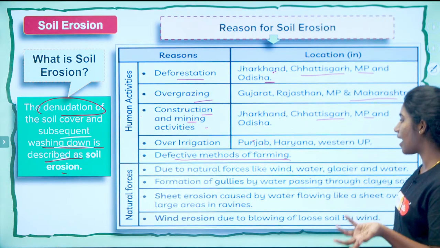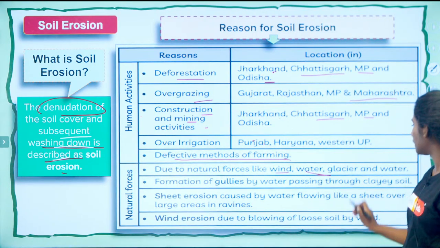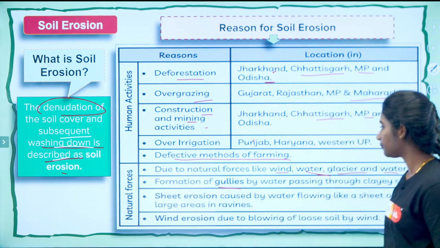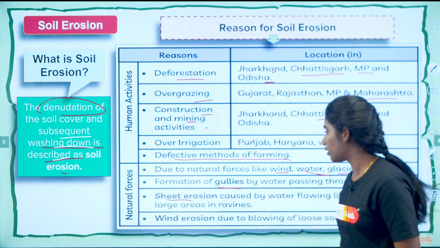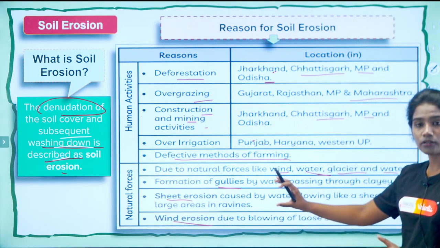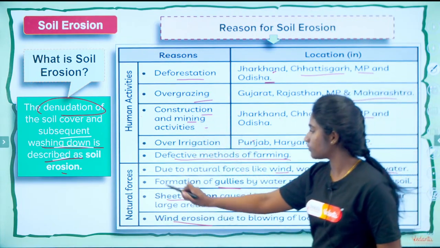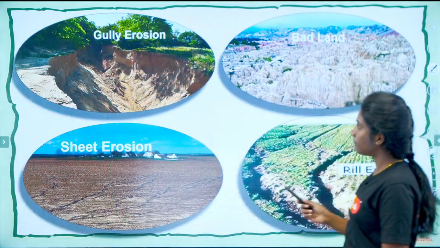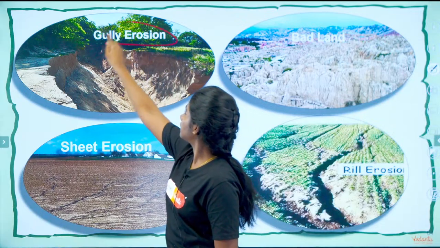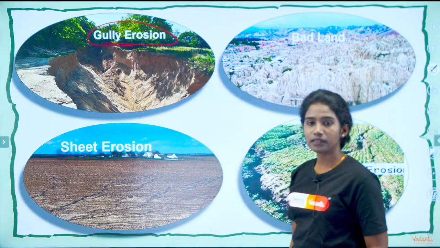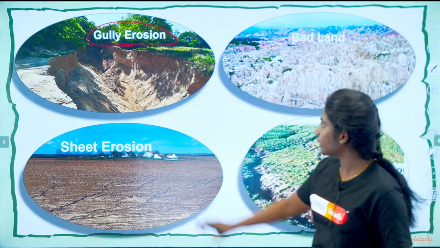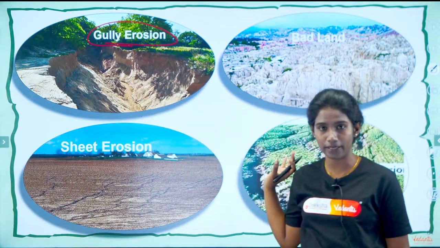And other natural factors like wind, water, glacier and all that, and also formation of gullies, sheet erosion and wind erosion. Because of all this, soil erosion is taking place by the natural forces. Okay, so look at this image. This is how gully erosion looks. See, when the water washes away the soil content and all that, such type of erosion takes place.